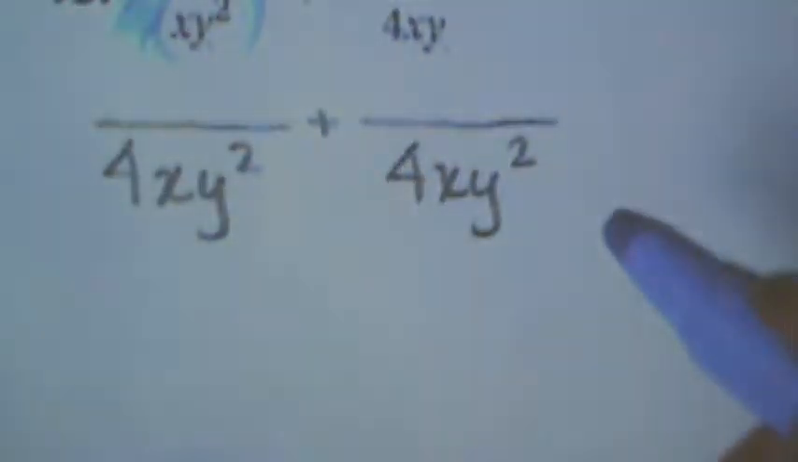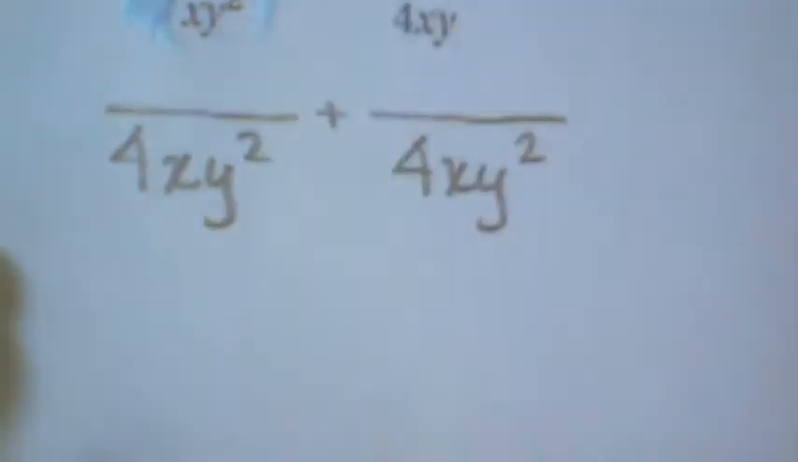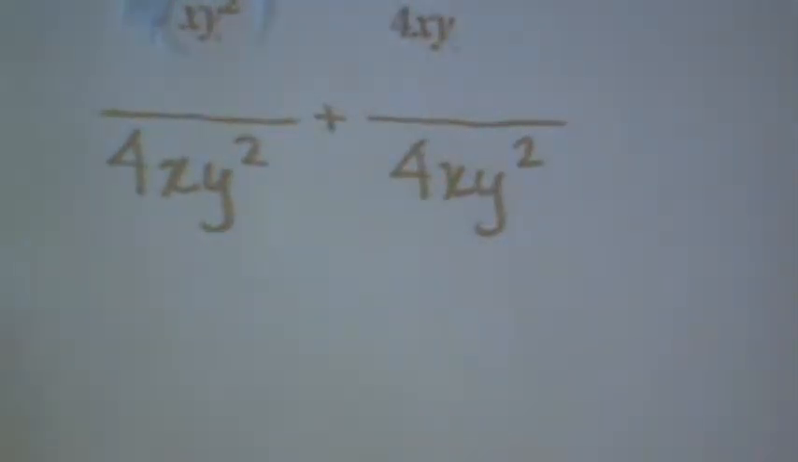And I'm using this blue highlighter so you see that's the work involved. So what is 4 times 5y plus 2? 20y plus 8. 20y plus 8.